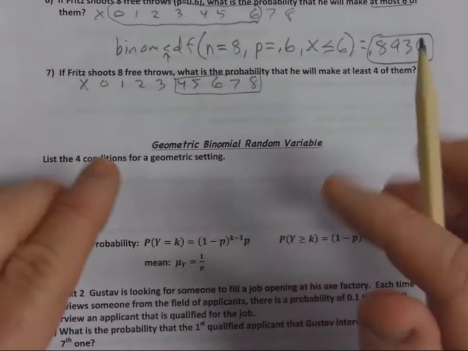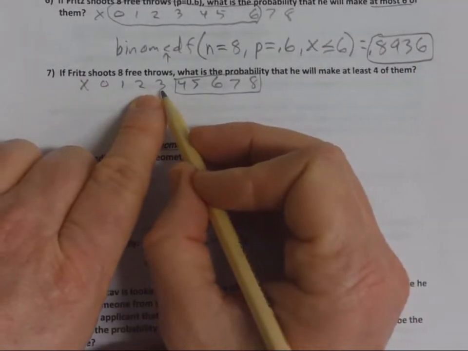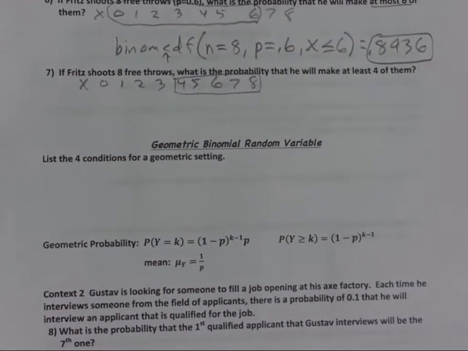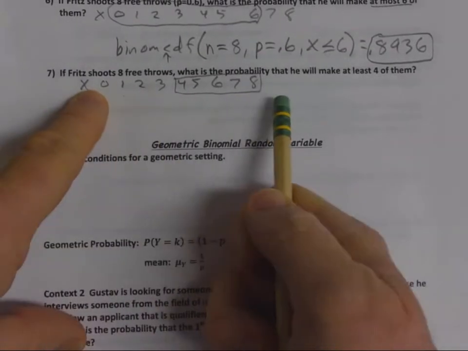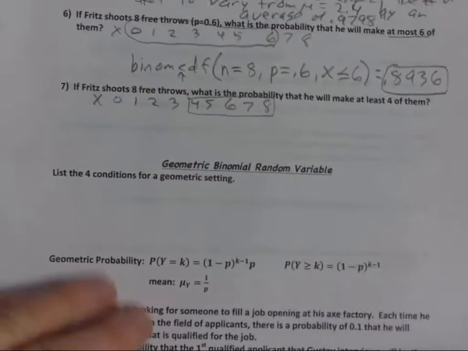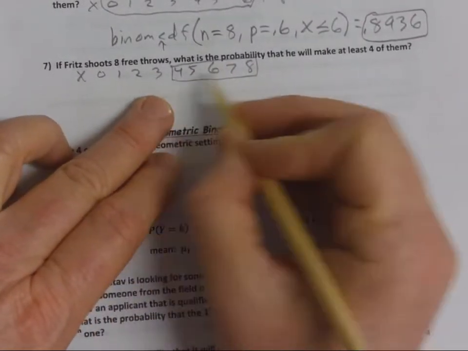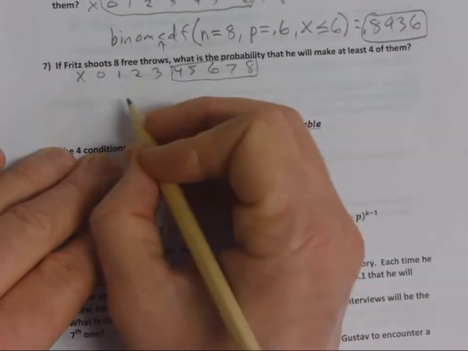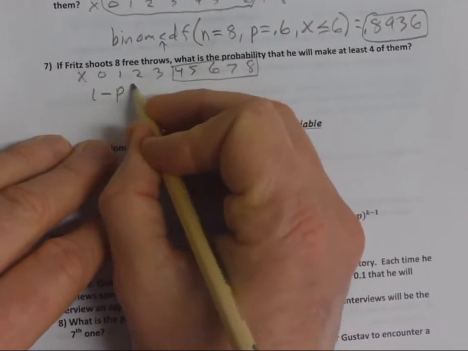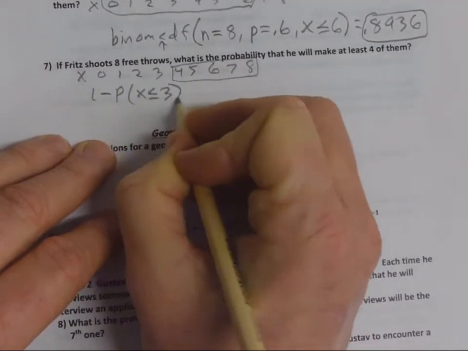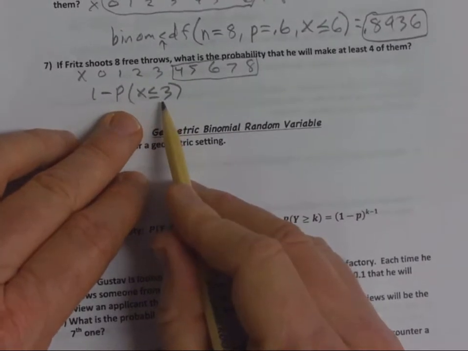So what we're going to do is find the probability of 3 or below and then subtract it from 1, because something has to happen. He has to make somewhere between 0 and 8 of these free throws. So when you add up all of the probabilities of each of these numbers, they have to add up to 1, like with that other probability distribution we were looking at. So when it has the probability of something or more, like at least, I'm going to do 1 minus the probability that won't happen, because binomial CDF can tell us this value.